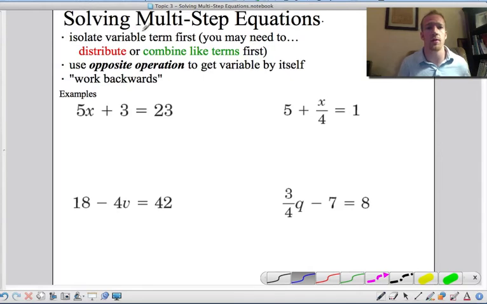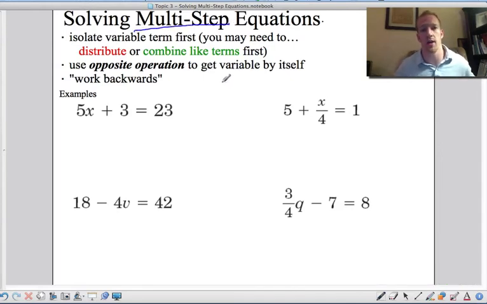So, solving multi-step basically just means it requires more than one step. You're doing more than just adding or just multiplying. You have to do combinations of things. Most people have trouble understanding what order to do the combination of things. So you remember our PEMDAS acronym? This was our order of operations.